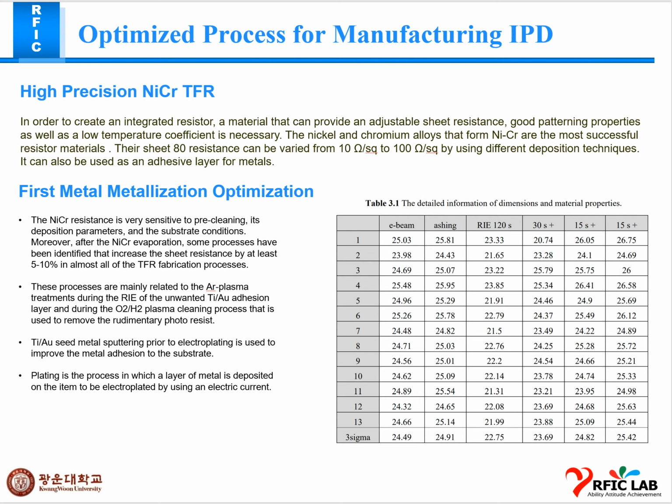To create an integrated resistor, a material that provides and adjusts sheet resistance, good patterning properties, as well as a low temperature coefficient is necessary. This sheet resistance can be varied from 10 ohms per square to 100 ohms per square by using different deposition techniques. It can also be layered with metals.